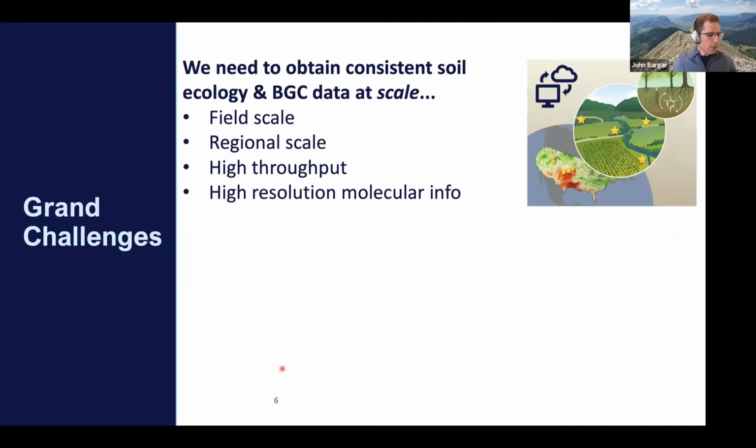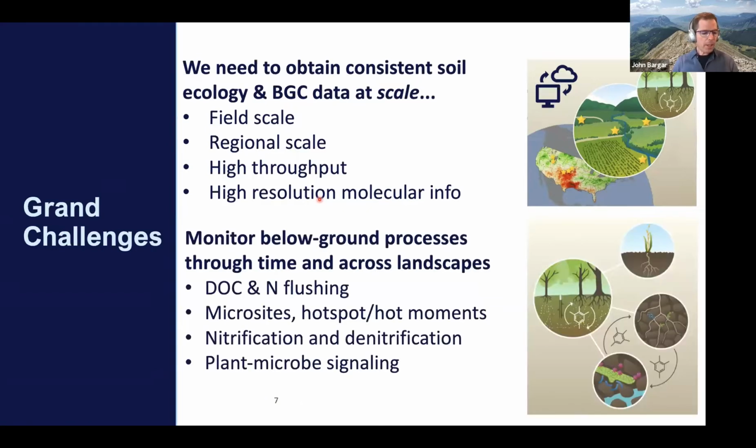So the MONET Strategic Science Initiative is designed to address these grand challenges, and in particular, to address the need for consistent soil ecology and biogeochemistry data across scales, at the field scale, at regional scales, at high throughput, and still to provide high resolution molecular information across these areas. The second big need is to monitor below ground processes through time and across landscapes. This can include, for instance, DOC and nitrogen flushing, microsite activity and so-called hotspot hot moments, nitrogen and denitrification, plant microbe signaling. There's just a lot that we would like to do.